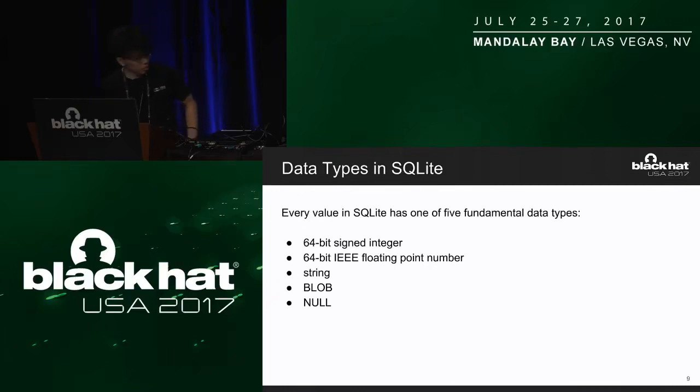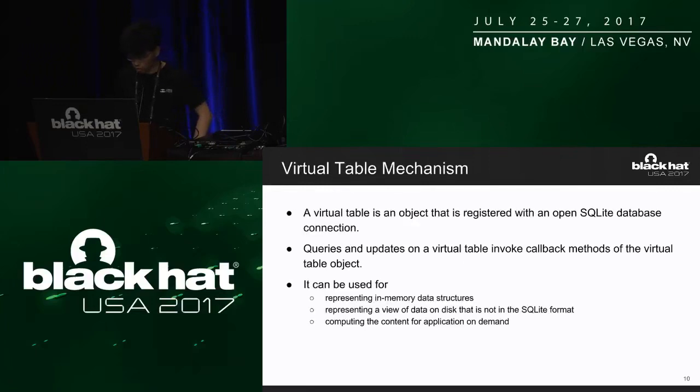Every value in SQLite has one of the 5 fundamental data types. They are integers, floating point numbers, strings, blobs, and null. They are very simple. And there's also a virtual table mechanism in SQLite. A virtual table is an object that is registered with any open SQLite database connection.